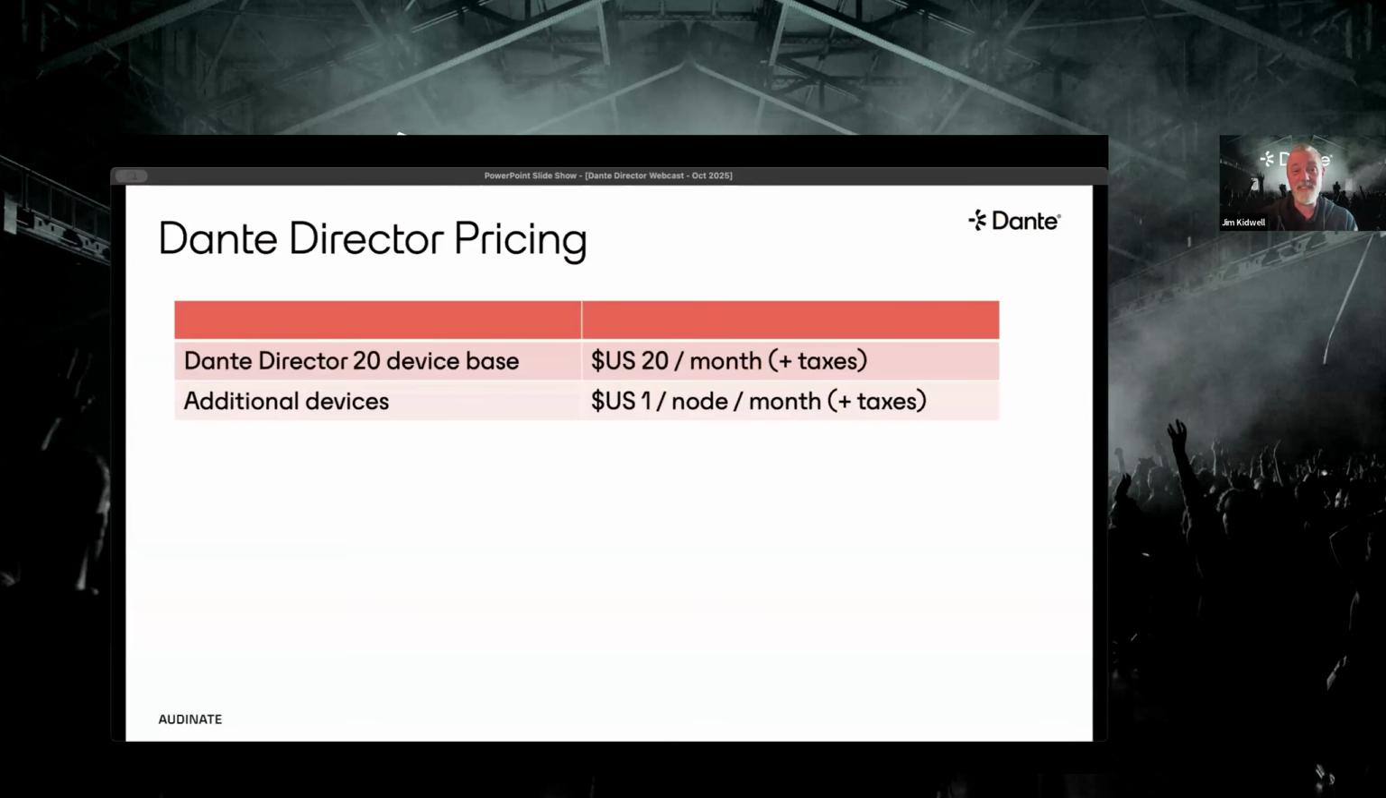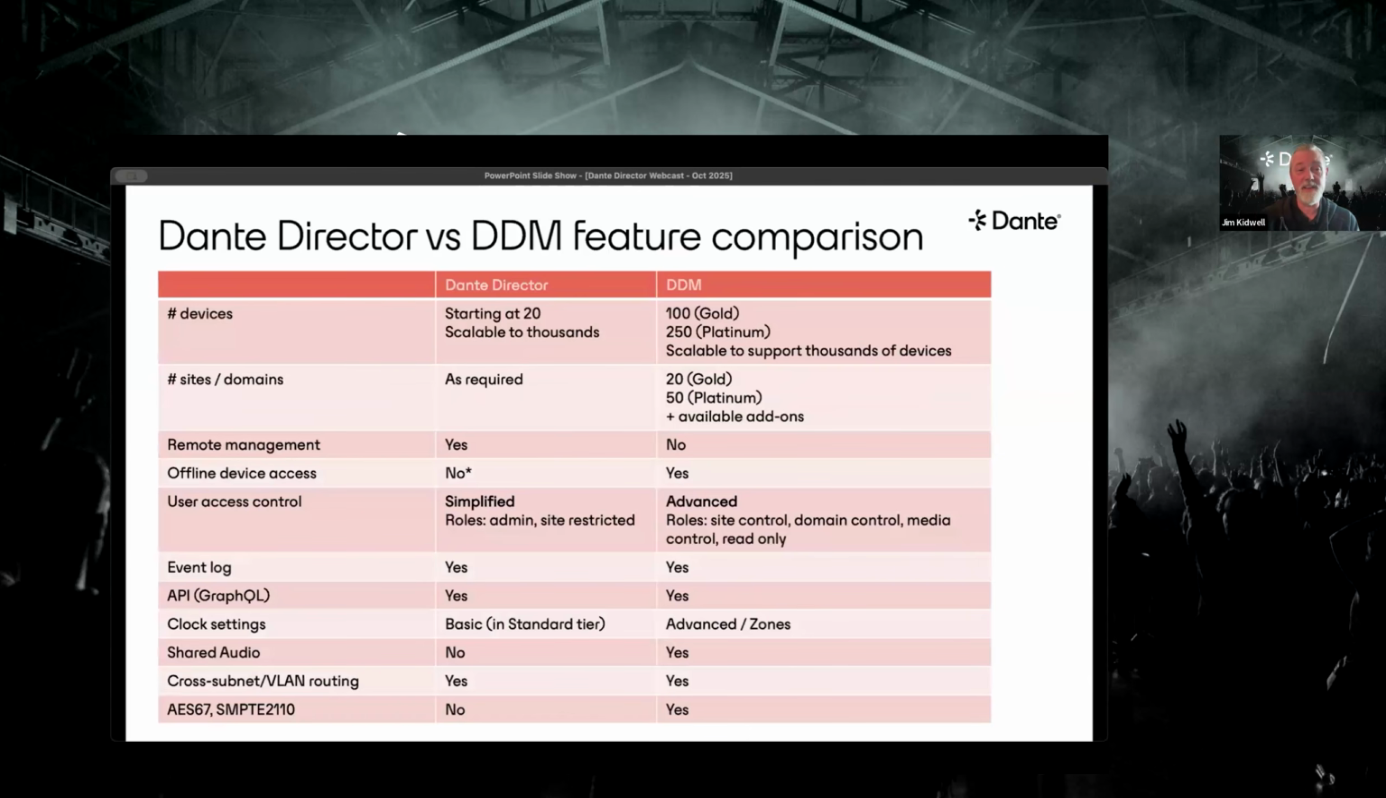Again, this is the pricing. It's $20 a month plus taxes from wherever you are. It's US dollars, so it's going to be converted into whatever local currency you may have if you're in another location. And then, standard comparison between Director and DDM.